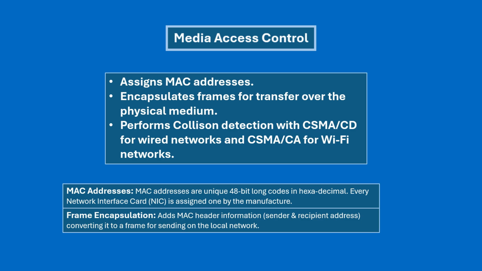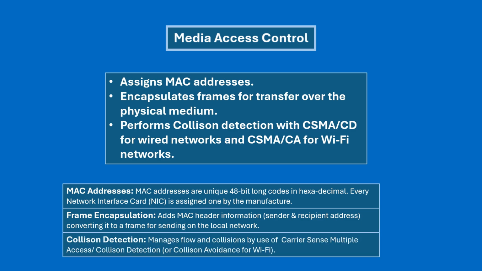Frame encapsulation happens by adding MAC header information, converting it to a frame for sending on the local network. Collision detection manages flow and collisions by use of the carrier sense multiple access with collision detection, or collision avoidance for Wi-Fi.